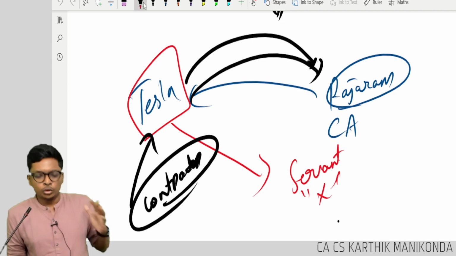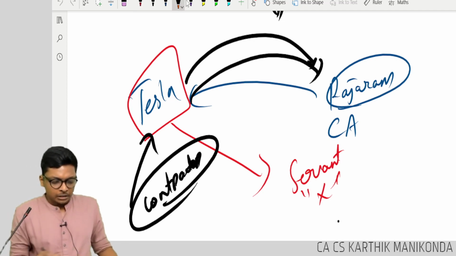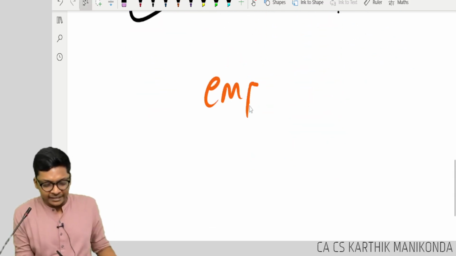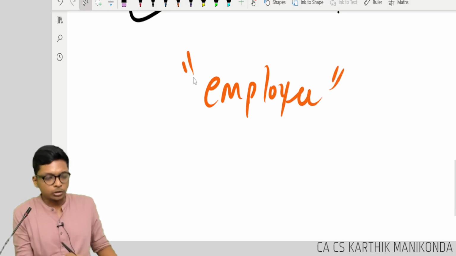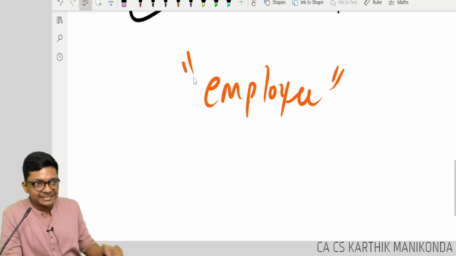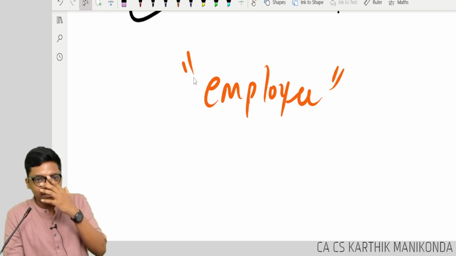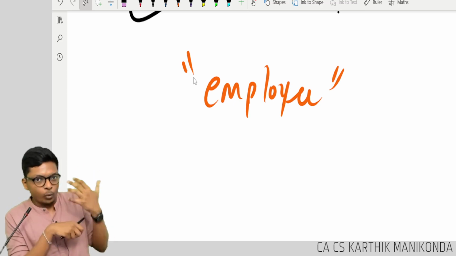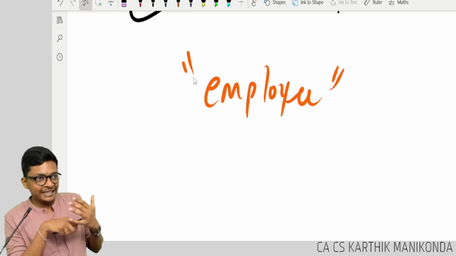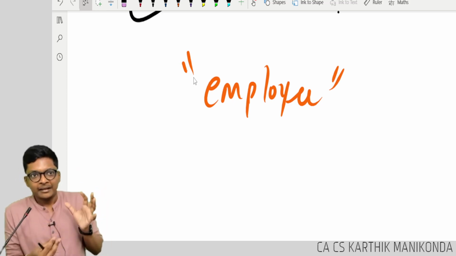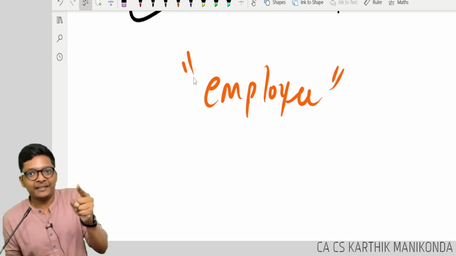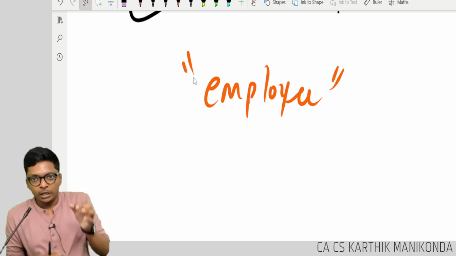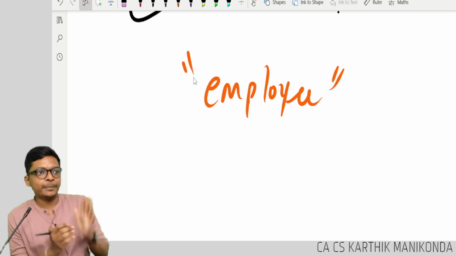Yes or no? Okay, now, what the standard says is, the standard does not define the term employee. Even though it's called employee benefits, it doesn't define the term employee. That means the standard says any employee, by whatever name you call him, whether you have an agreement or don't have an agreement, whether he's a daily wage worker or a permanent employee or temporary employee, anybody.